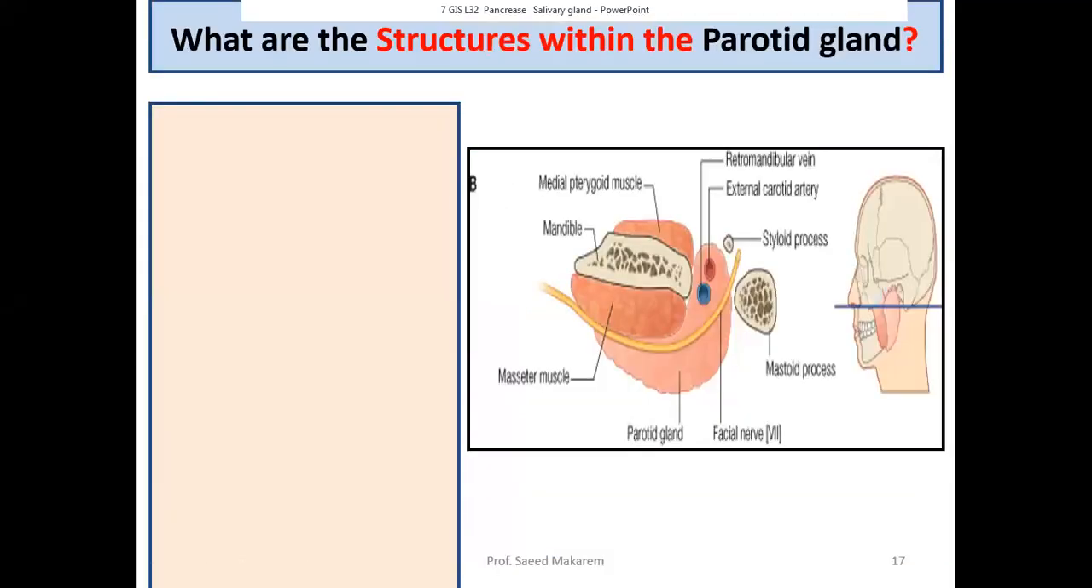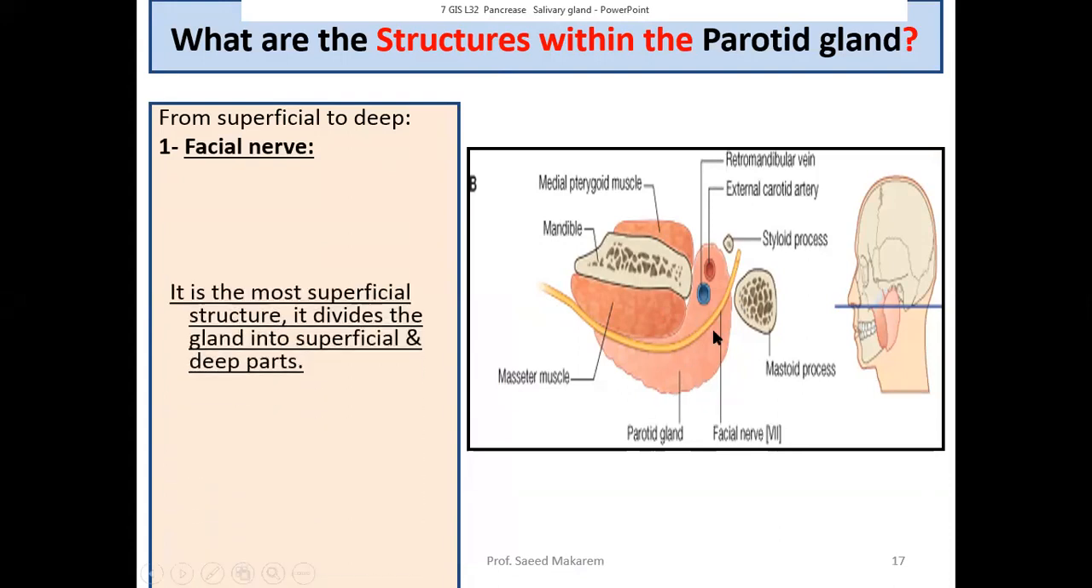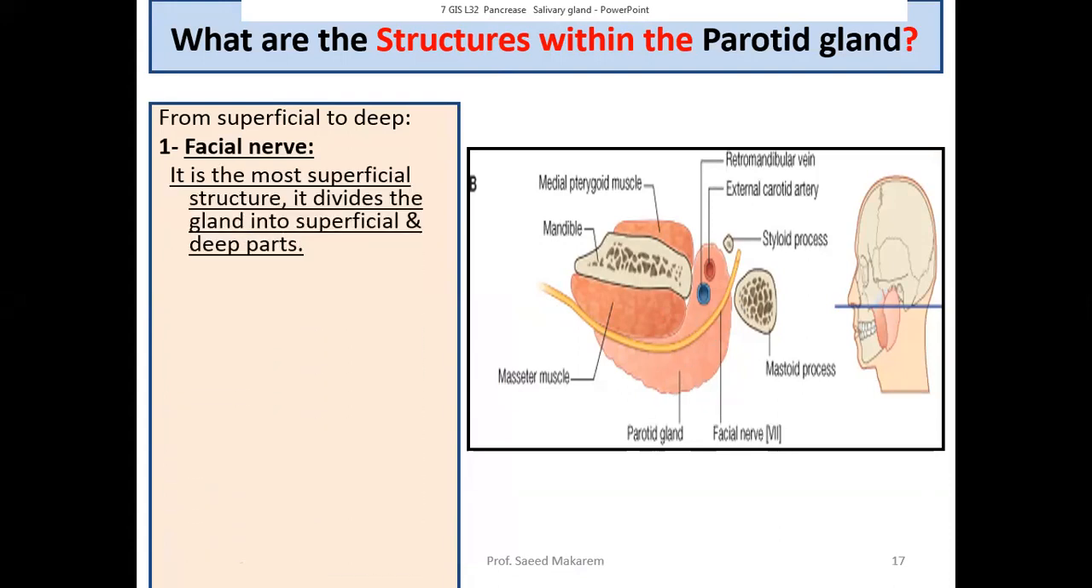So what are the structures within this parotid gland? As we saw, the facial nerve is passing through it, but there are also some important structures apart from the facial nerve. This is important during surgeries because we have to save these structures when we are operating on the parotid gland. From superficial to deep, the first structure is the facial nerve, which divides the gland into superficial and deep parts. It is the most superficial structure.